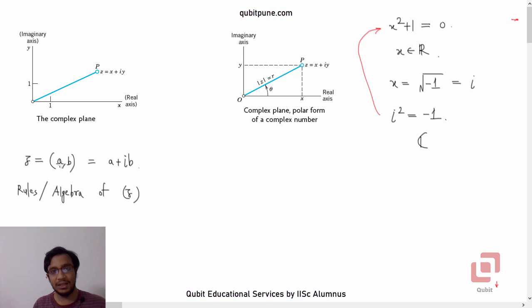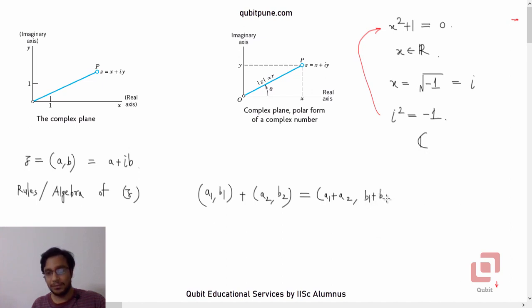Because we can very easily add the numbers. Let us say if we have two complex numbers (a1, b1) and (a2, b2), then the addition is very simple: (a1 plus a2, b1 plus b2). And so is subtraction: (a1 minus a2, b1 minus b2).